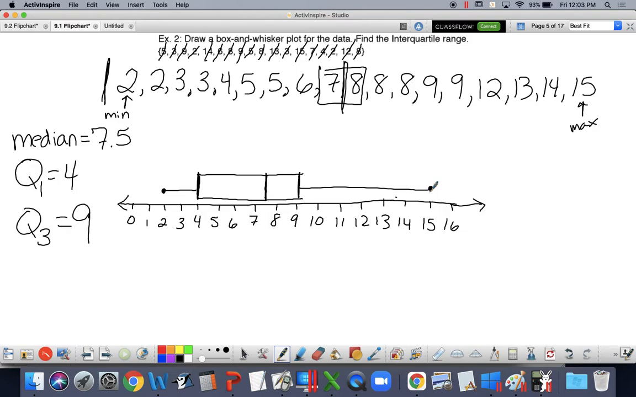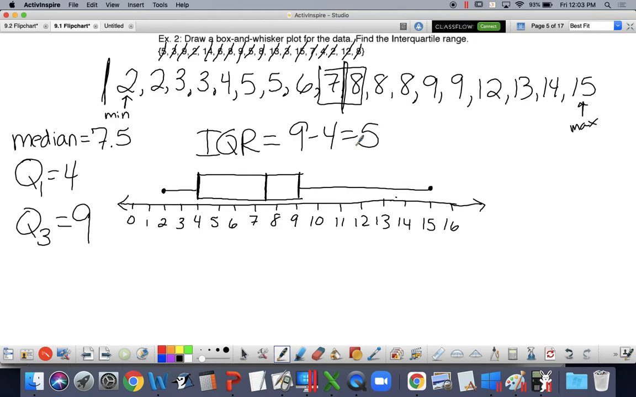Questions on how we drew that, from scratch? Okay, what is my interquartile range calculation? Called IQR. Q3 minus Q1. 9 minus 4, 5. Right? So that was one of our questions. Want to find the interquartile range.